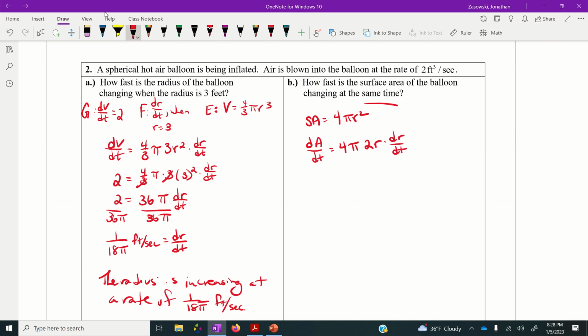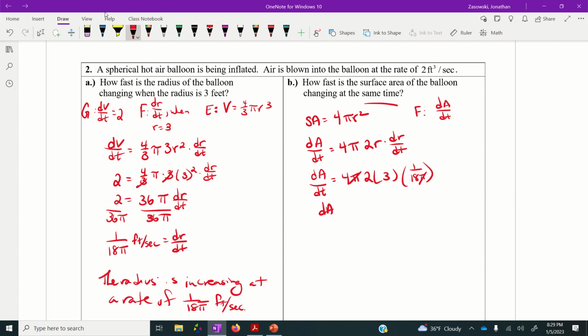Now, we're trying to find dA/dt. We know what r is. It's the same as it was before. It's 3. And we also know that dr/dt was what we just found, which is 1 over 18 pi. So we can solve for dA/dt by plugging in the 4 pi, 2 times r, which is 3, times our 1 over 18 pi for the dr/dt. We can simplify all this because there's a pi that we're dividing by and a pi that we're multiplying by. These are going to cancel each other out.